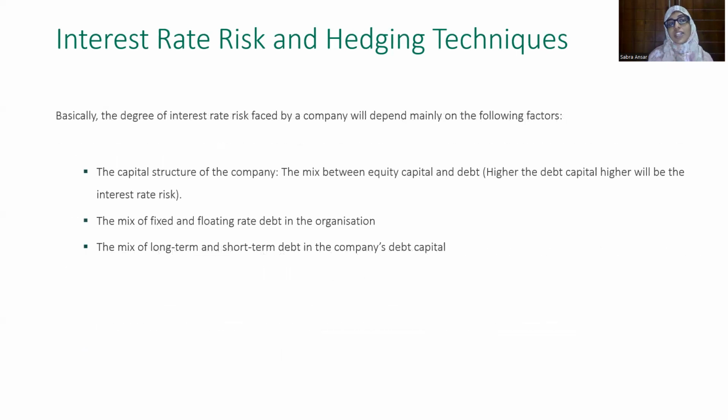Basically, the degree of interest rate risk faced by a company will depend mainly on the following factors. One is the capital structure of the company. So this is a mix between what? The equity and wealth as well as debt. The higher the debt capital, the higher the interest rate risk. Then the mix of fixed and floating rate debt in a company, and also the mix of long-term and short-term debt in the company.